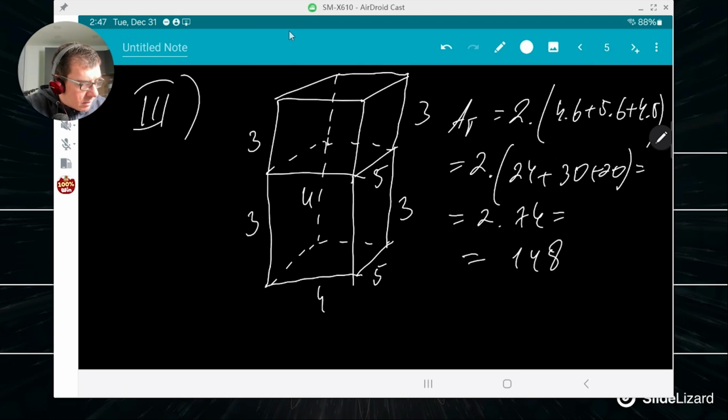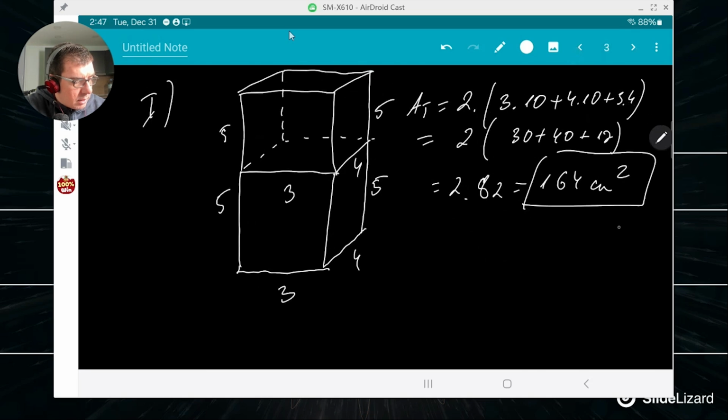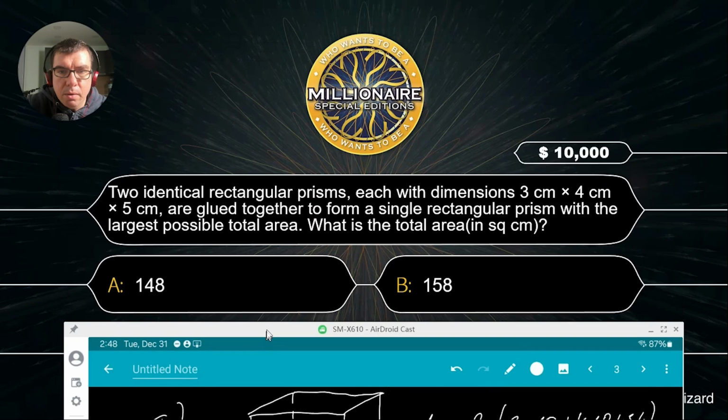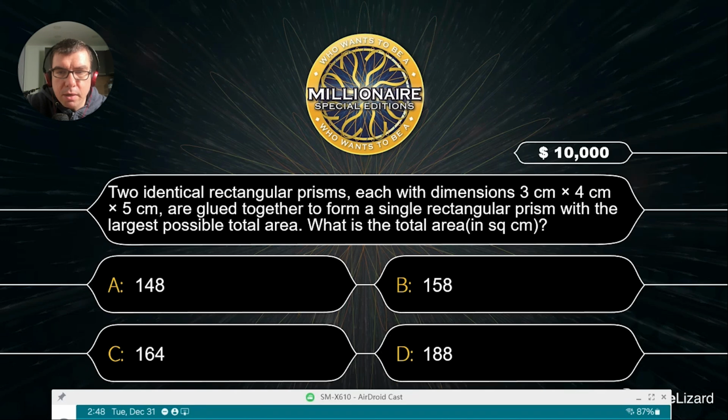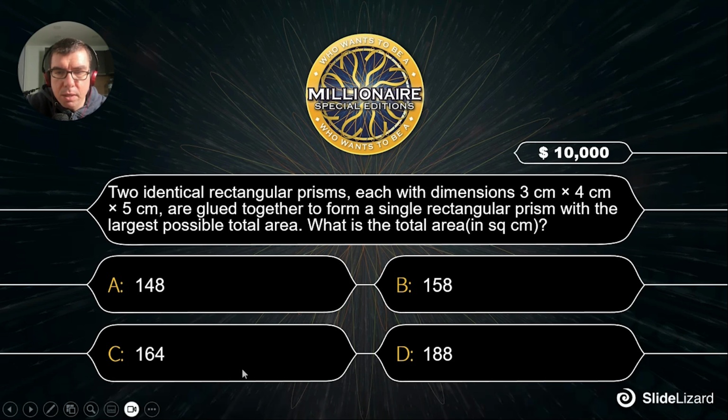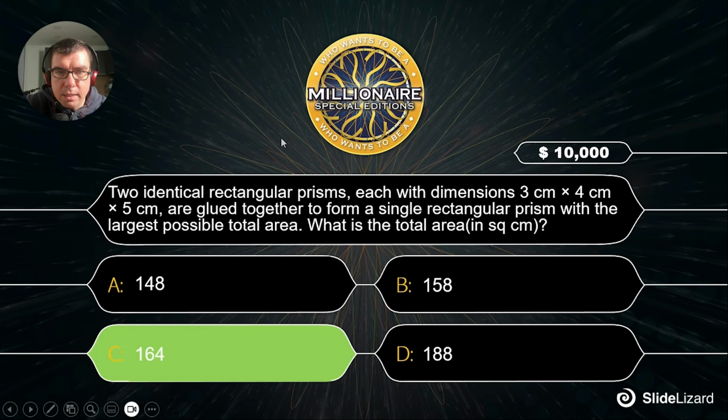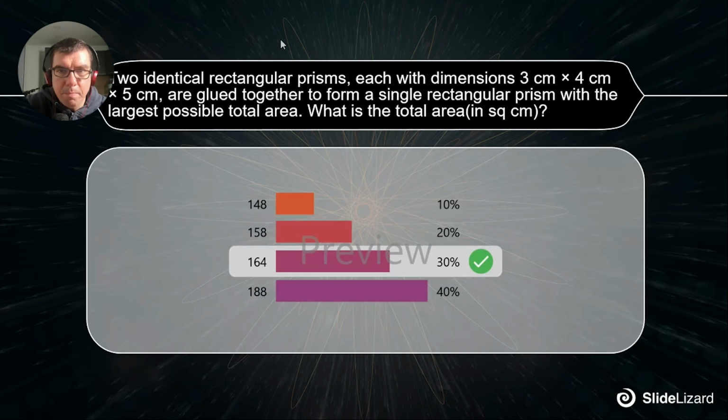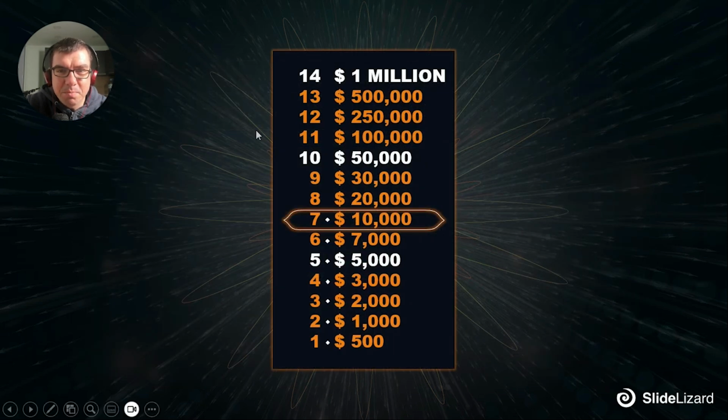148. Now we got an even smaller number, right? 148 centimeters squared. Okay, so we are going to say that this first case gives us the largest total area, 164. Let's see, do we have an answer like that? Oh yeah, we have C. It's not A, it's not B, C, and we cannot get to D, so C should be the largest. Yes, it is correct. Let's go. Let's move on.